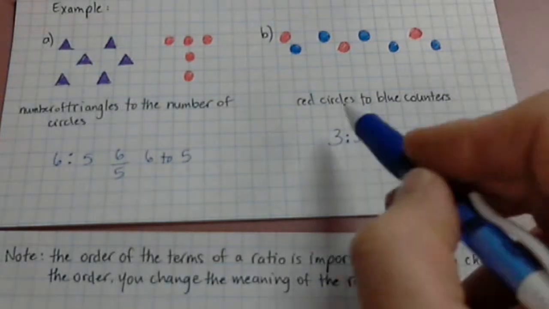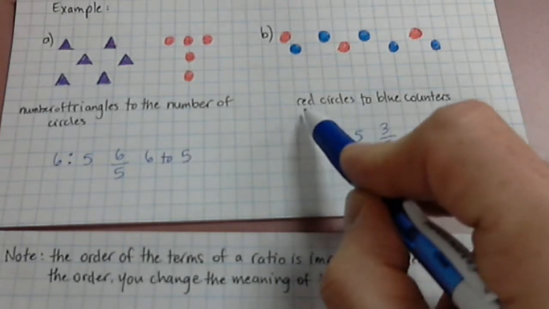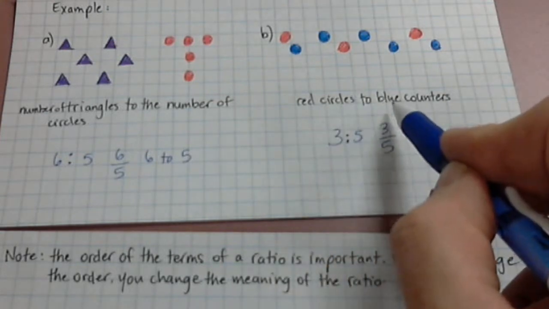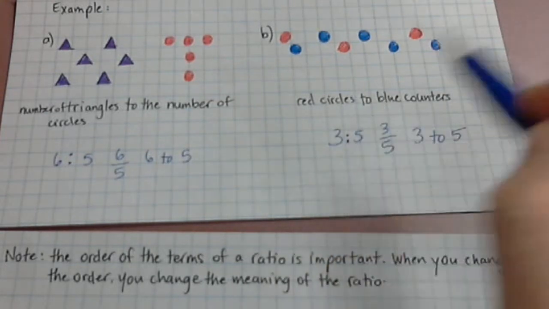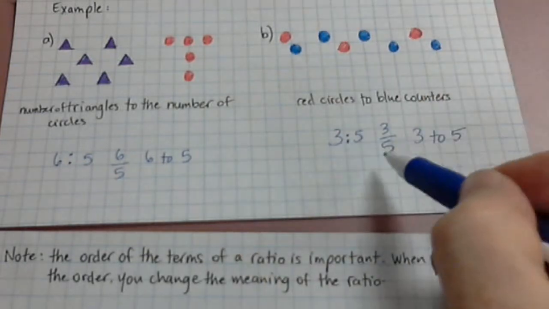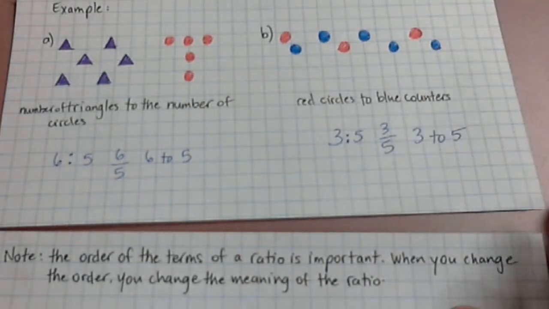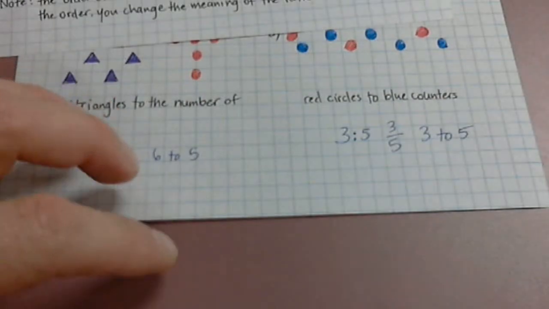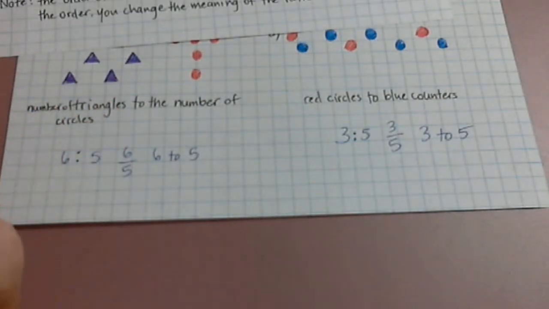So you always write it in the order that the question's written out. If it's red circles to blue circles, it's 3 reds to 5 blues. You cannot write 5 to 3. That's incorrect. Okay? So that should be it for ratios for today.